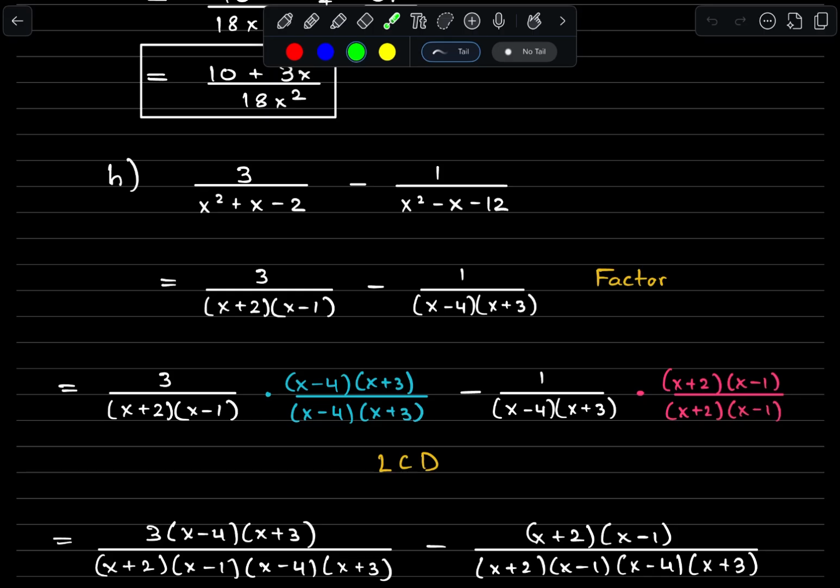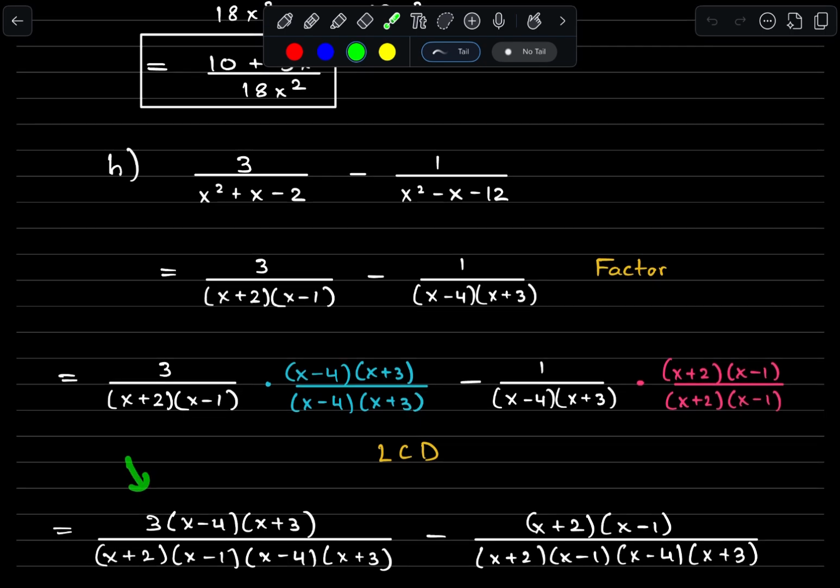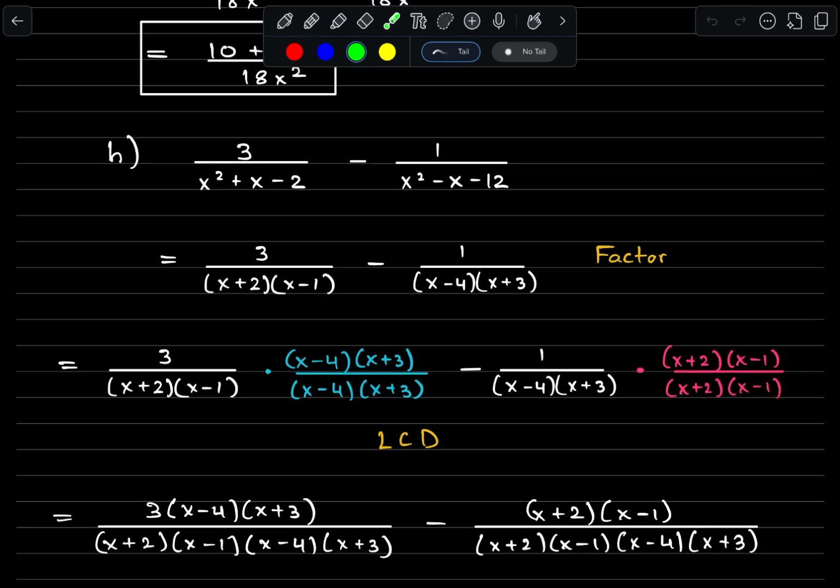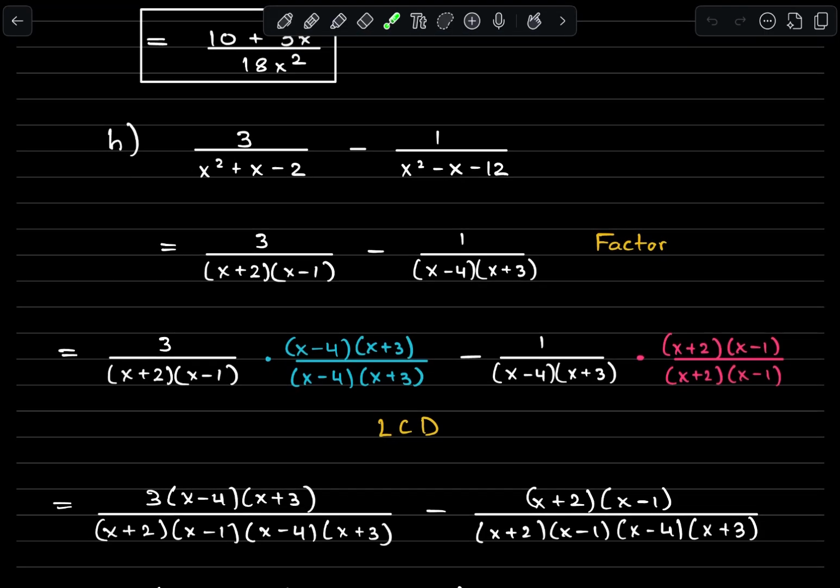So I'm not going to FOIL these out or anything like that just yet. We just want to see all these factors put together. Okay, so the top is going to become 3 times x minus 4 times x plus 3. And over here, it's going to be x plus 2 times x minus 1. And especially when you have a negative sign, make sure you keep things in parentheses. So if we had to distribute this, we would know to do that. And on the bottom, they now have the full common denominator of all 4 factors.